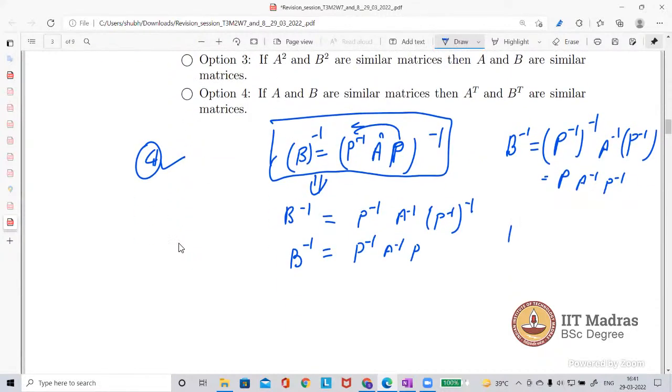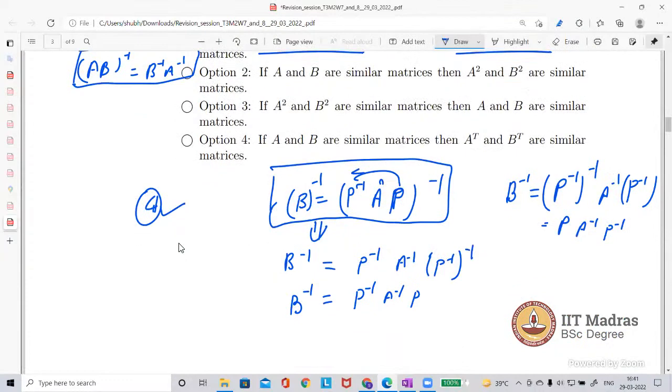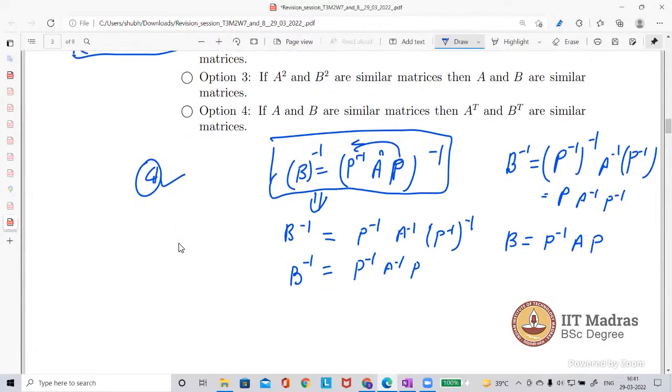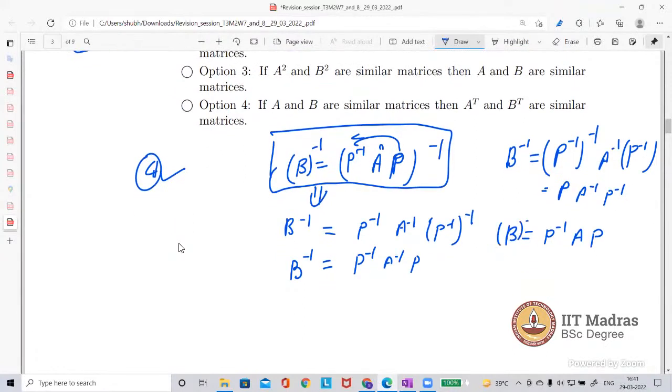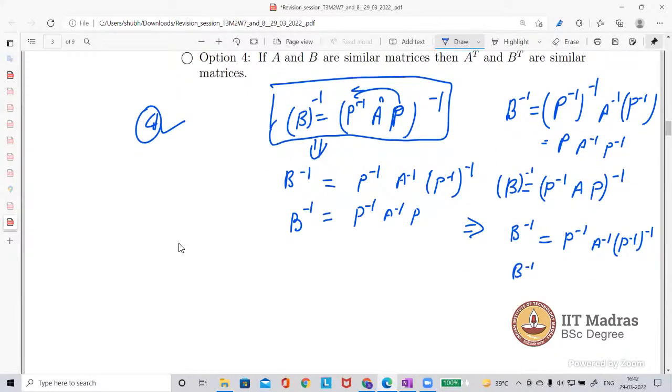Let's see once again. We have, saying A and B are similar, what does it mean? That B equals P inverse A P. We have this. So now take the inverse of both. It will be B inverse, and again the order will change here. So it will be P inverse A inverse P. So B inverse will be P inverse A inverse P. Similar. That is correct.